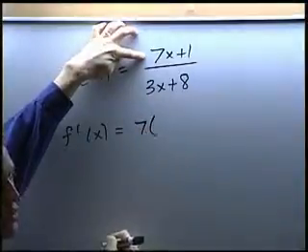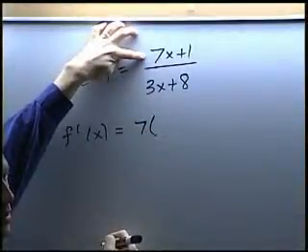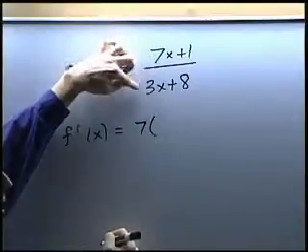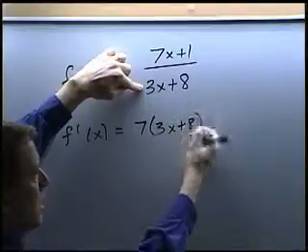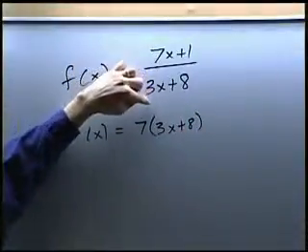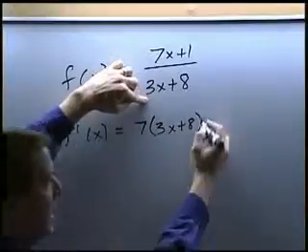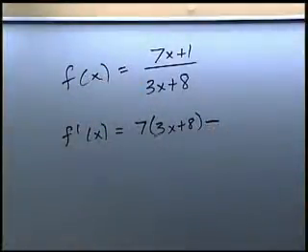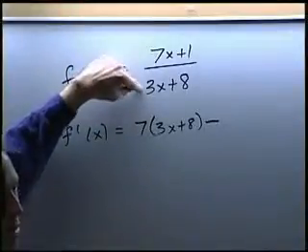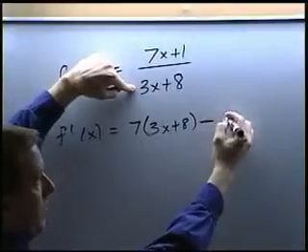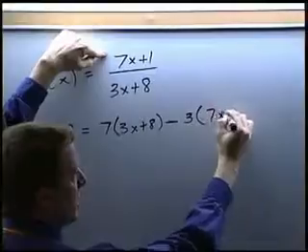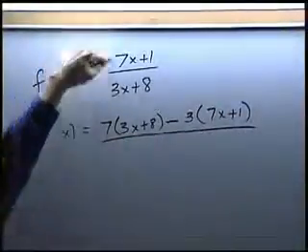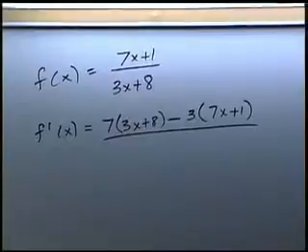7 times what? Times the d of x, the denominator, 3x plus 8. So I take the derivative of the numerator times the denominator. Okay, then I've got the subtraction sign. Now what do I do? Well, I switch the order. I switch the process. Now I'm going to multiply by the derivative of the denominator, which is 3 times the numerator, 7x plus 1. Okay? Divided by the denominator squared.